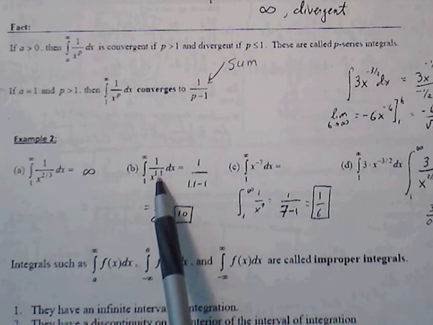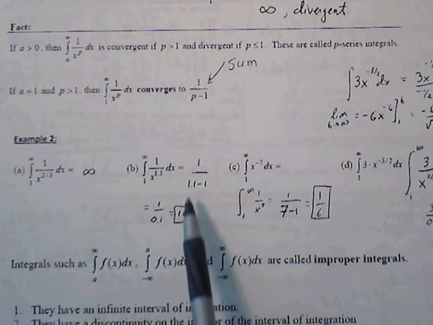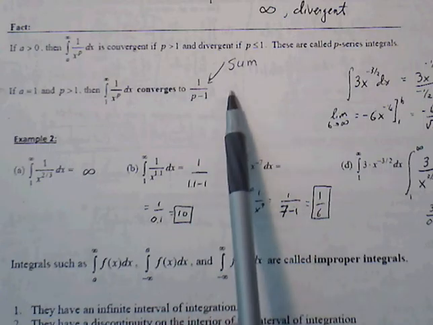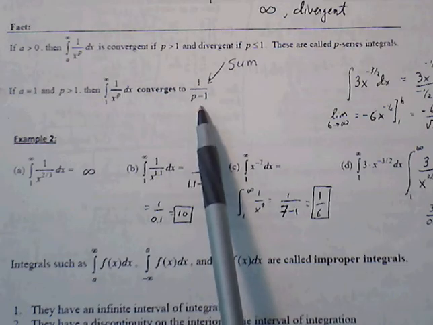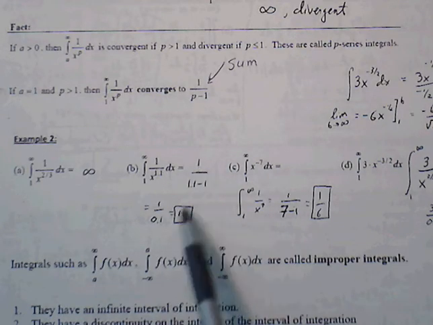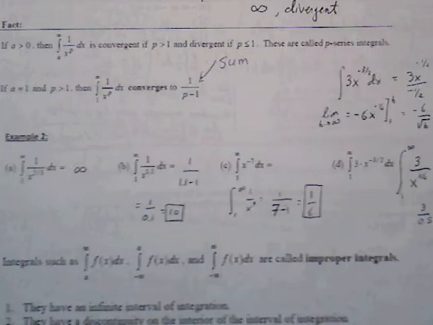Notice that 1.1 is greater than 1, so the series will converge, and the sum that it converges to is 1 over p minus 1. So p is 1.1, so 1.1 minus 1 is 0.1, and 1 over 0.1 is 10. So there's our sum.